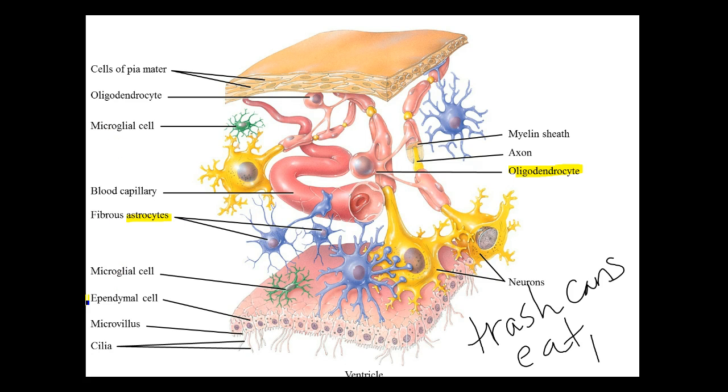We have ependymal cells. These are the cells that are going to line the ventricles and help produce and then circulate the CSF, cerebrospinal fluid. And the last, we have microglial cells, which are the cleanup crews. They're going to help us break down and eat any type of cellular debris or bacteria found within the area. Microglial cells are phagocytic cells.